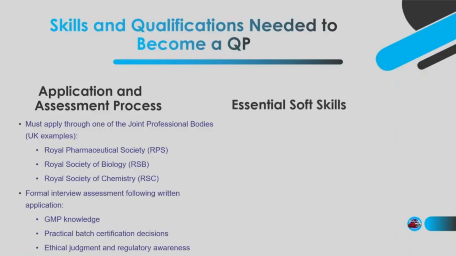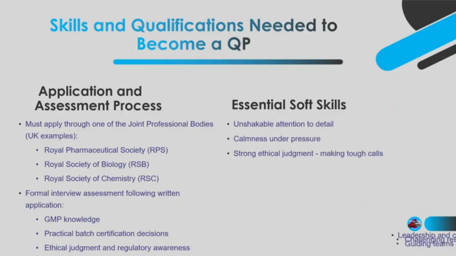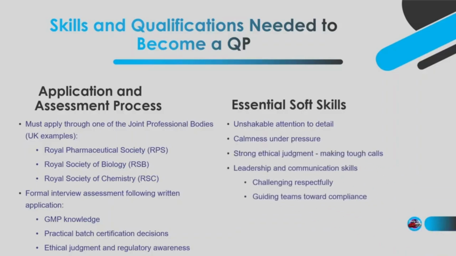There are some essential soft skills that prospective QPs need. An unshakable attention to detail, the ability to stay calm under pressure, good judgment, you'll be required to make the final call on tricky batch decisions, and leadership and communication skills. You'll have to be able to challenge people respectfully and guide teams towards GMP compliance. And yes, sometimes that means saying no, when a lot of people want you to say yes. You've got to have a strong character and a clear moral compass.